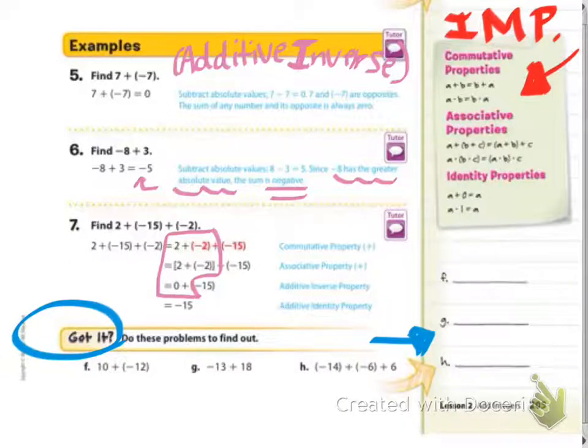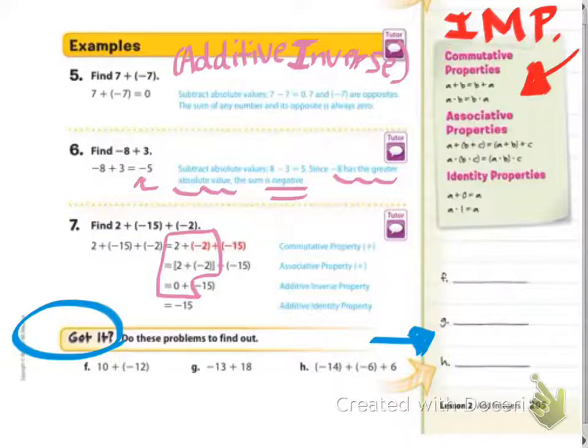Off in the work zone in the margin, I pointed out that it is important to remember the different properties: commutative, associative, and identity. They're reminding you there what each is, and that they're being used here to try to simplify the problems and make the expressions a little easier to solve.